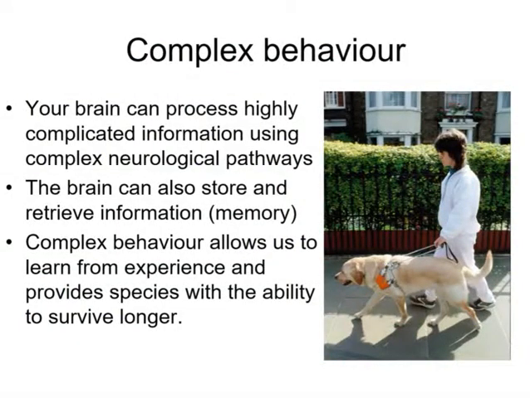So in summary, the brain is able to modify reflexes and process really complicated information in the formation of new neurological pathways, and the brain's able to store and retrieve information with its memory, and mammals are able to develop really complex behaviors through learning from experience, and this ultimately provides a species with a survival advantage, which they're able to survive longer, have more offspring, and pass on that complex brain which helps the species as a whole survive longer.